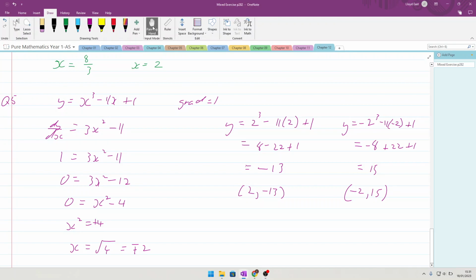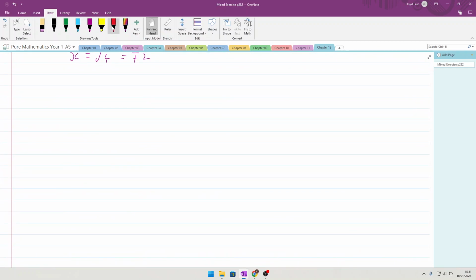Question 6 then. Question 6: the function f is defined by f of x equals x plus 9 over x, where x is real and x is not equal to 0. Find f dash, which is the derivative of it. So the first term, x, just becomes 1, and this becomes plus 9 times the minus 1 coming down, and it's x to the minus 1 minus 1. So ultimately we get 1 minus 9x to the minus 2, or x squared on the bottom.